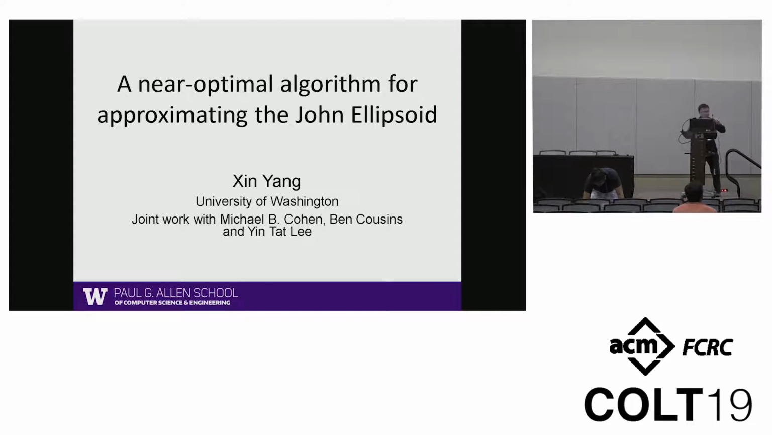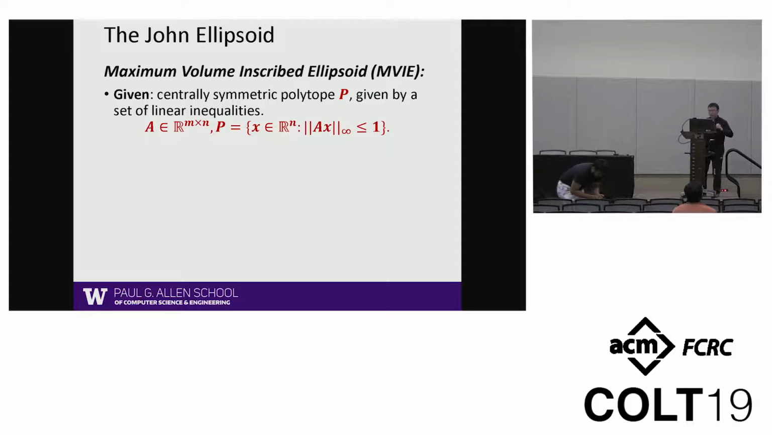Sorry for the delay. Let me start with the problem setting. It's about the John ellipsoid, or more precisely, the maximal volume inscribed ellipsoid problem, the MVIE problem. The input is a centrally symmetric polytope P, which is defined by a set of linear inequalities. Say we are working in the space R^n, where n is the dimension, and we have m inequalities. We arrange these m inequalities together into this matrix A.